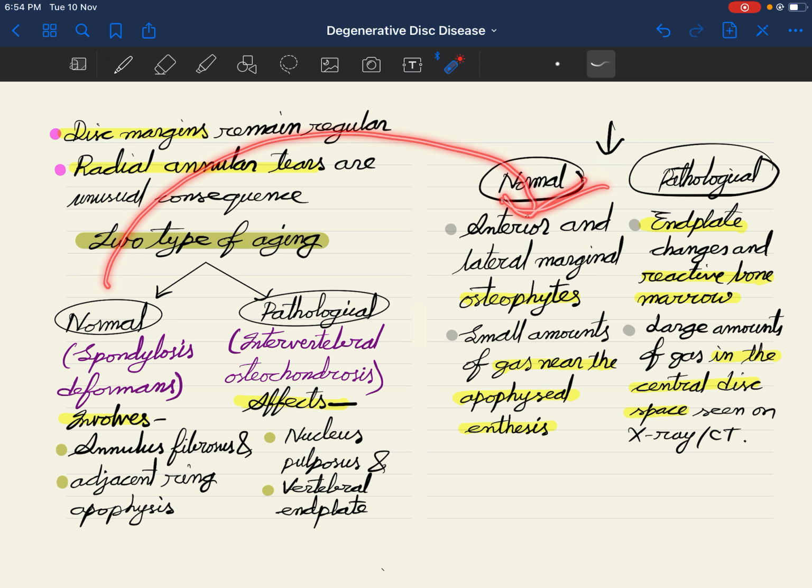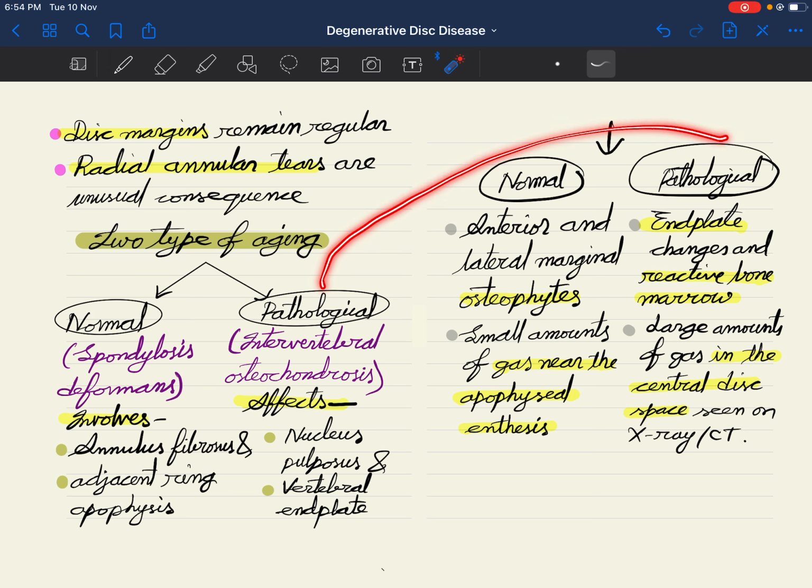In case of normal aging, we see anterior and lateral marginal osteophytes, the osteophytes that are seen in the anterior and lateral margin. Also in normal aging we find small amounts of gas near the epiphyseal enthesis. In case of pathological aging, we see end plate changes and reactive bone marrow. Also we see a large amount of gas in the central disc space that can be seen on X-ray or CT scan.